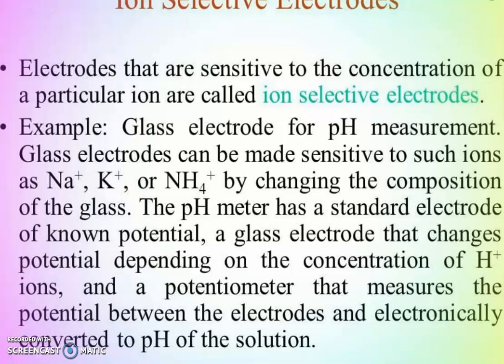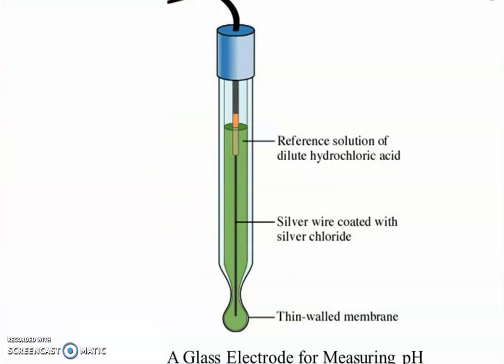So ion selective electrode. You know, my friends, electrodes that are sensitive to concentration of particular ions are called ion sensitive electrodes. For example, glass electrode for pH measurement. Glass electrode can be made sensitive to such ions as sodium, potassium and ammonium by changing the composition of the glass. The pH meter has a standard electrode of known potential, a glass electrode that changes potential depending on the concentration of H plus ion. You know, a potentiometer measures the potential between the electrodes and it is electrically converted to pH of the solution. So this is the glass electrode for measurement of pH. You can see the reference solution of dilute hydrochloric acid and silver wire coated with silver chloride, and thin walled membrane.